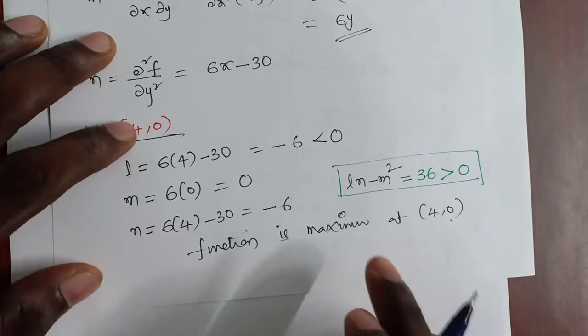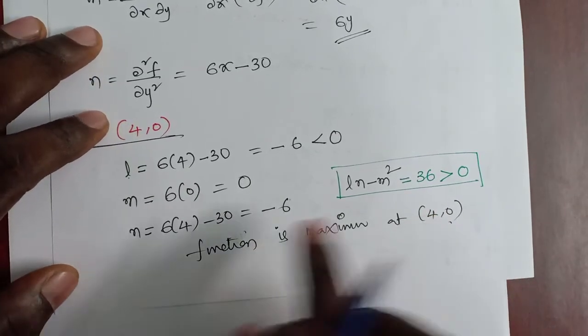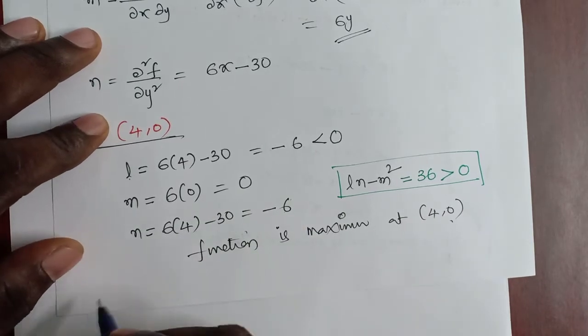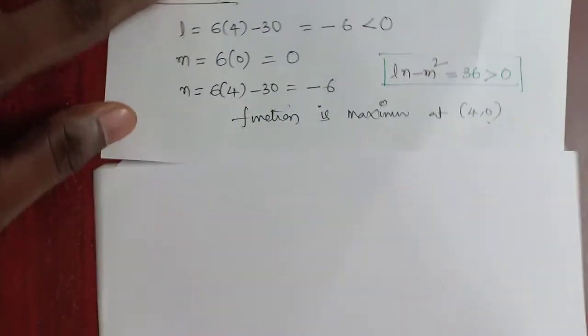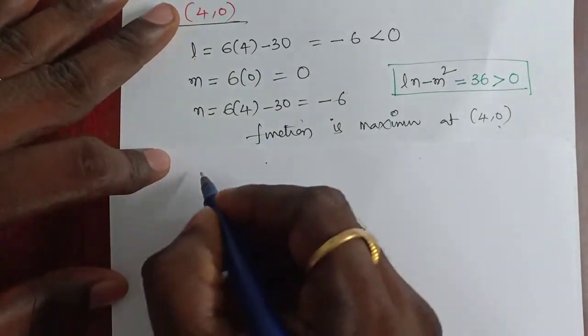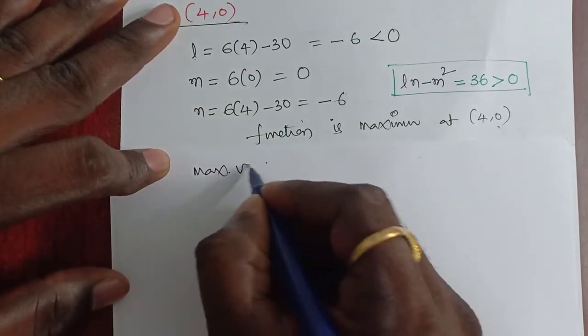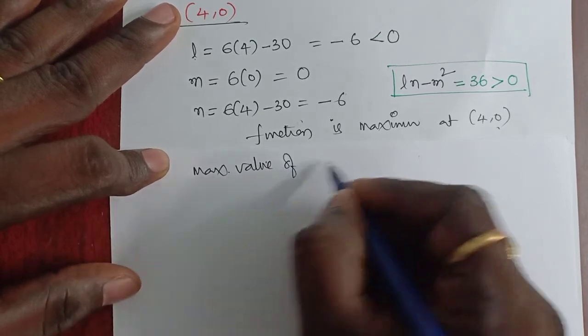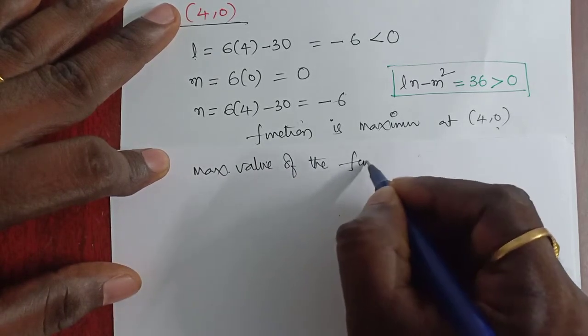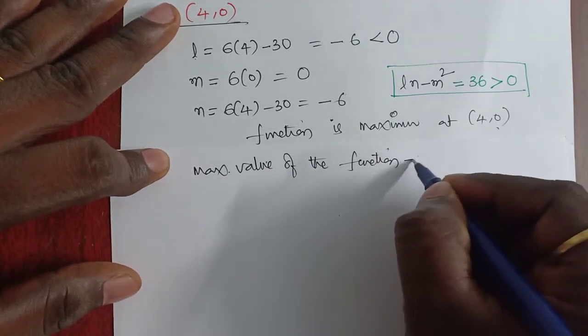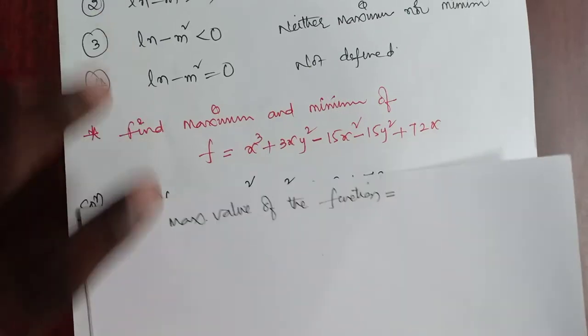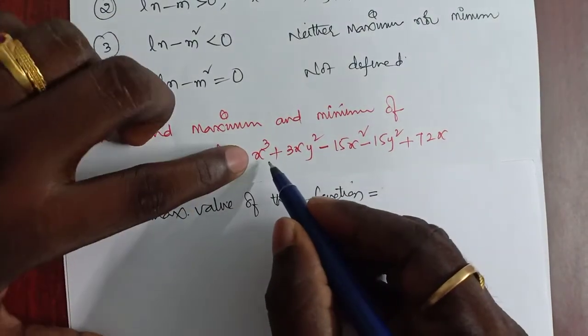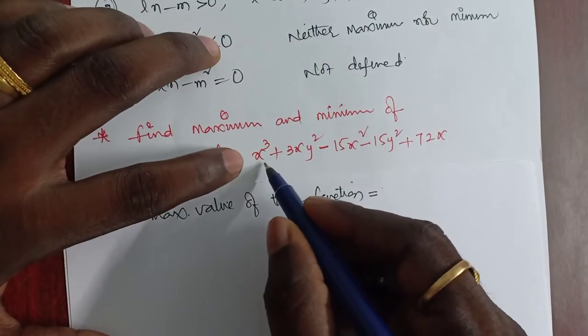So how to find the maximum value? Substitute this into the function. So the maximum value we need to find. Okay, so the maximum value of the function is equal to, now substitute 4, 0 in the function. So what is the function? So here, now substitute 4, 0.